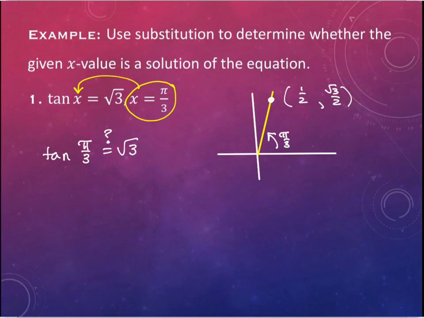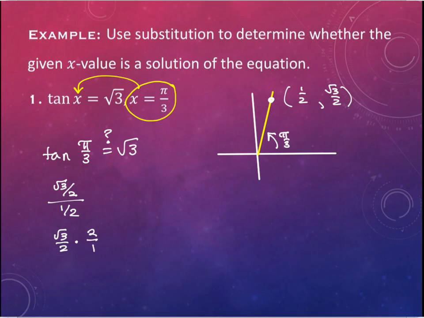Tangent is sine over cosine or y over x. So the y value is square root 3 over 2 and my x value is 1/2. Okay, how do I simplify that? Yeah, you can multiply by the reciprocal or you can multiply by the little denominator of 2, either way. So I heard this one first, so we're going to multiply by the reciprocal.